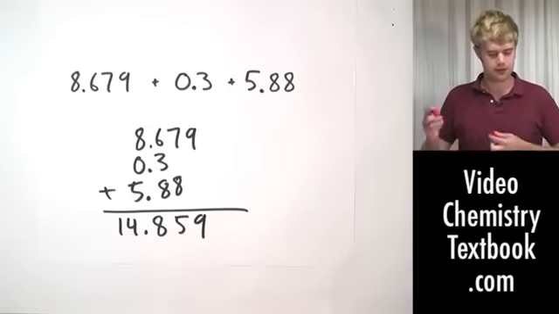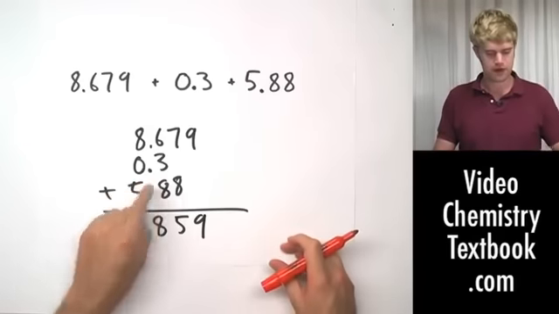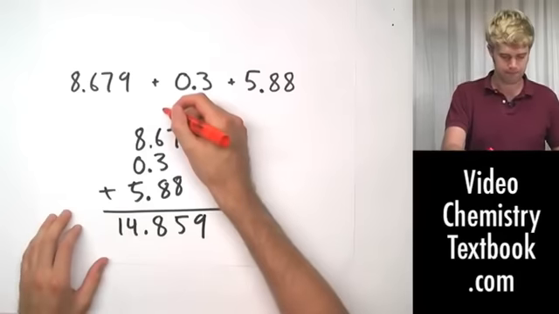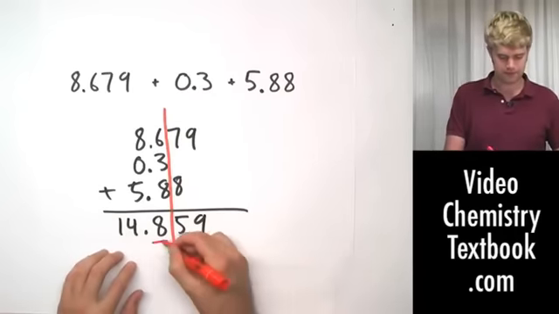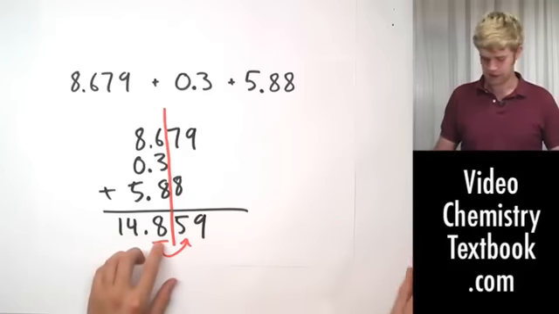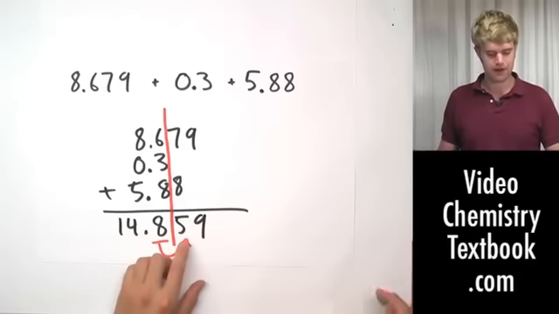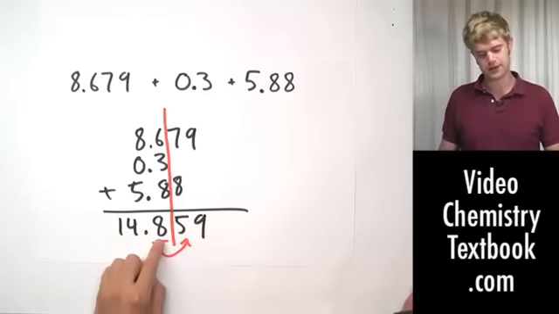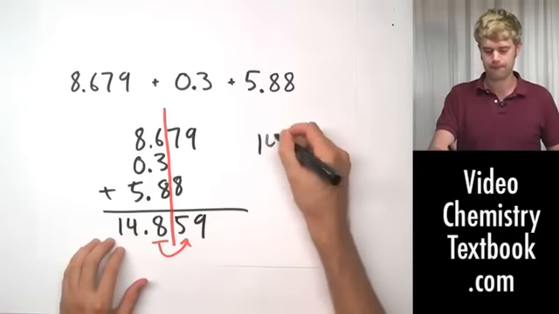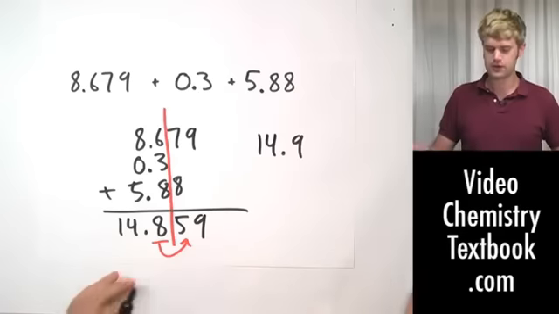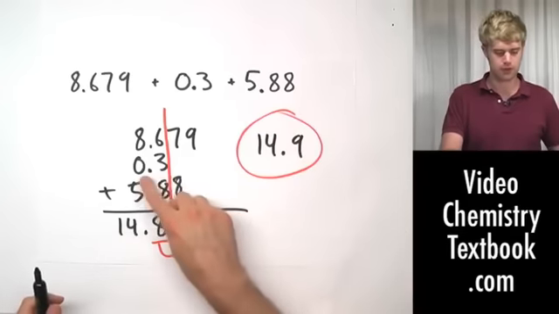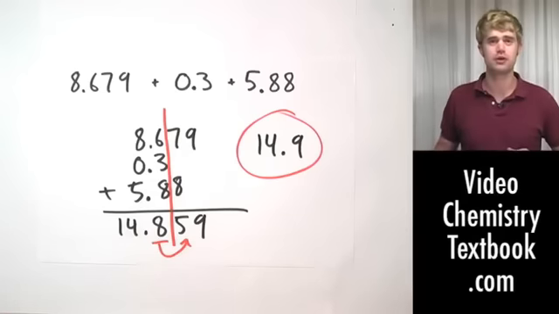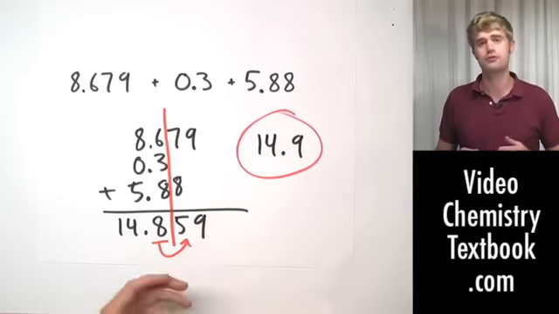And then I look at the number of decimal places. 0.3 has the least. So my line is going to go just like this, showing me where to round. The 8 is the last decimal place. I look to the right of it. There's a 5, which means that I'm going to round this 8 up to a 9. So the final answer is going to be 14.9, which has 1 decimal place, just like this number here, 0.3, which also had 1 decimal place. So that's how we do addition and subtraction with rounding for significant figures.